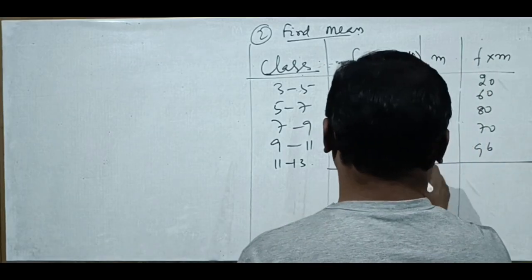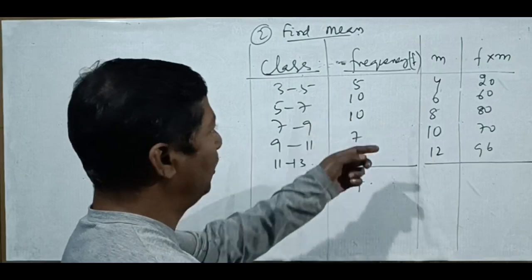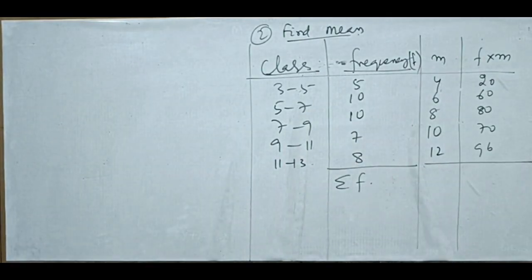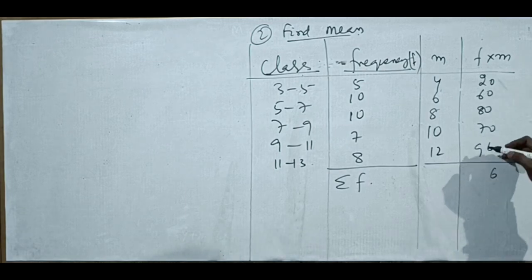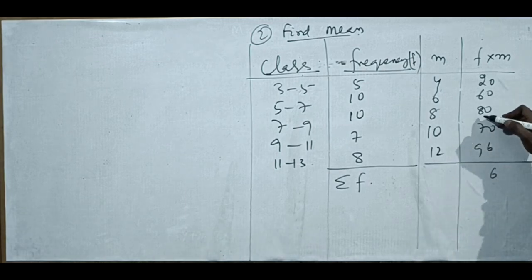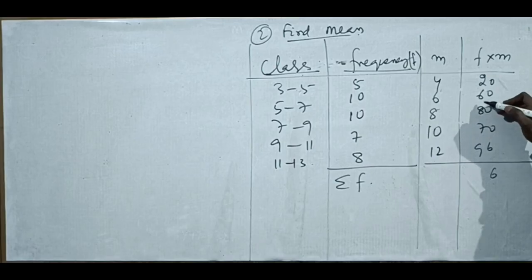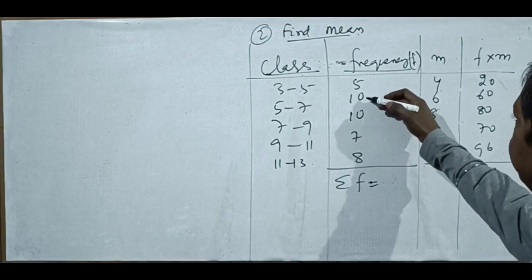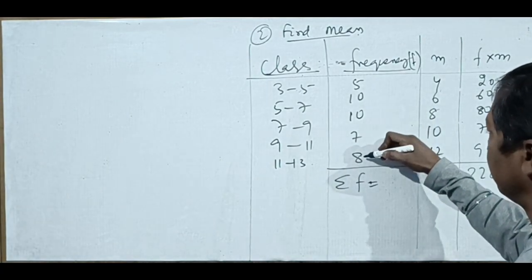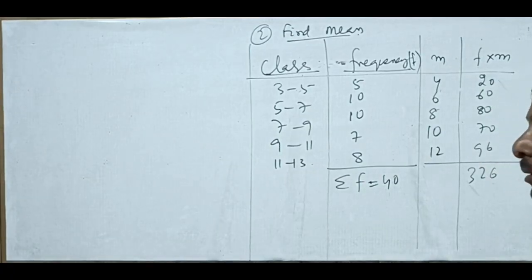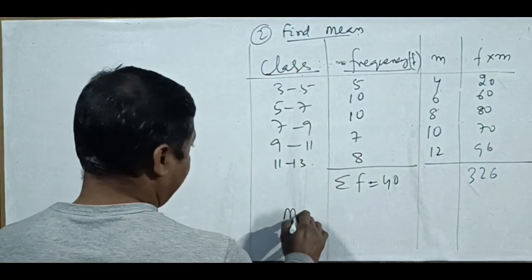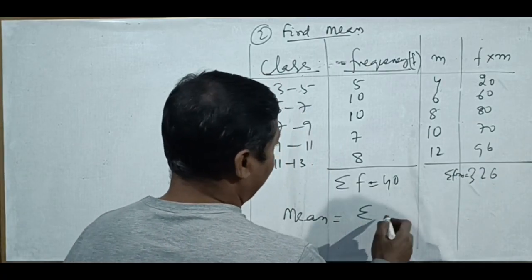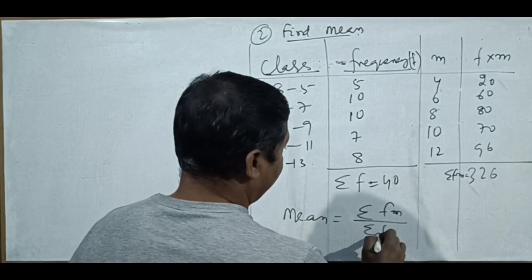Okay. So make the frequency. This is the denominator part. This will be the numerator part for the calculation of mean. Just add them. 6, 9, 7, 16, 16, 8, 24, 30, 32. And this is 25 and 15, 40. Okay. So mean will be equal to sigma fm by sigma f.